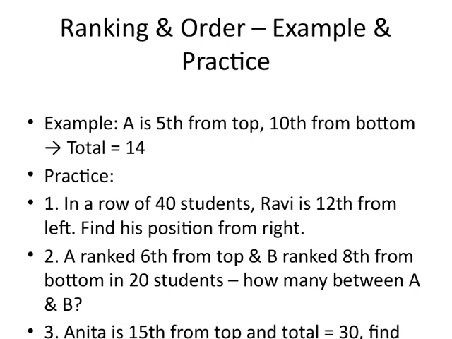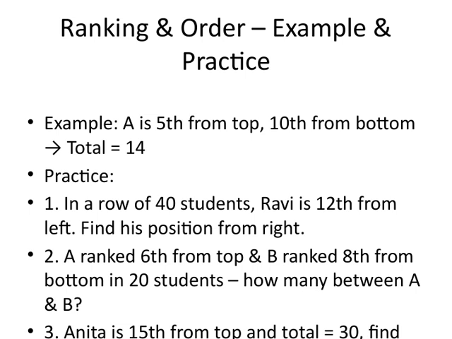Now, let's move on to some practice problems to reinforce this idea. First, imagine a row of 40 students, and Ravi is 12th from the left. To find his position from the right, we subtract Ravi's position from the total number of students and add 1. So 40 minus 12 plus 1 equals 29. Therefore, Ravi is 29th from the right.